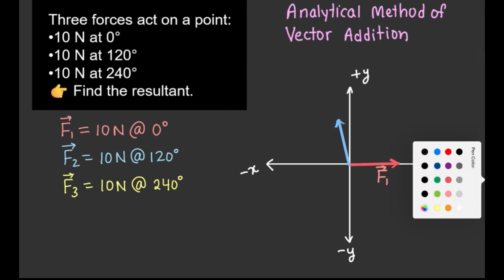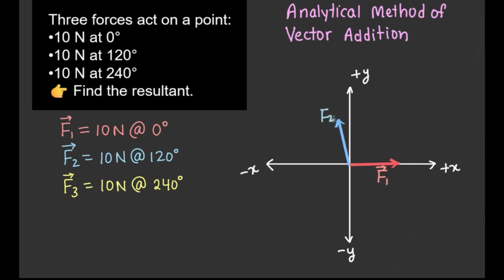So here we go. This is our vector F2. And it is at 120 degrees from the positive x-axis going counterclockwise. Our third vector, F3, that is also 10 newtons. That is, it's going to be equal in length to F1 and F2. And this is at 240 degrees going counterclockwise from the positive x-axis. So here you go, 240 degrees.